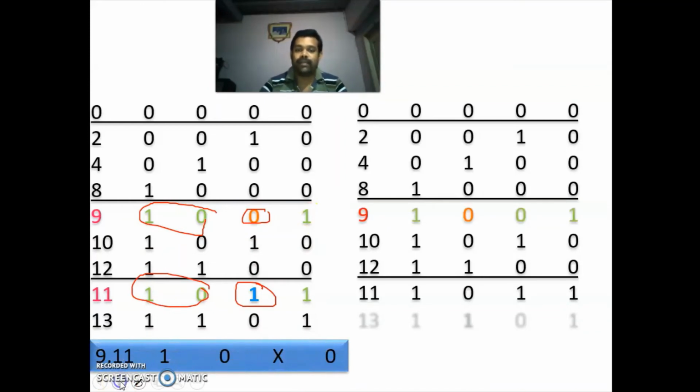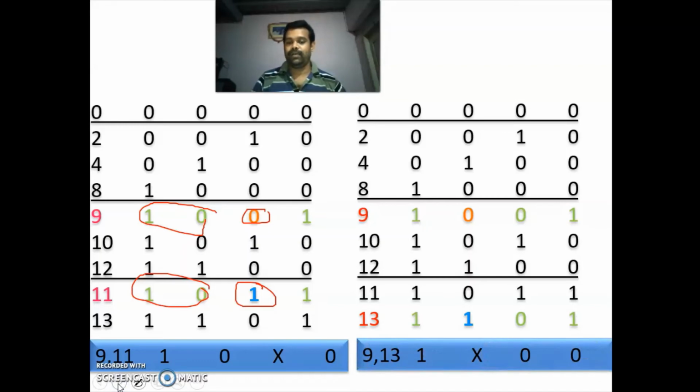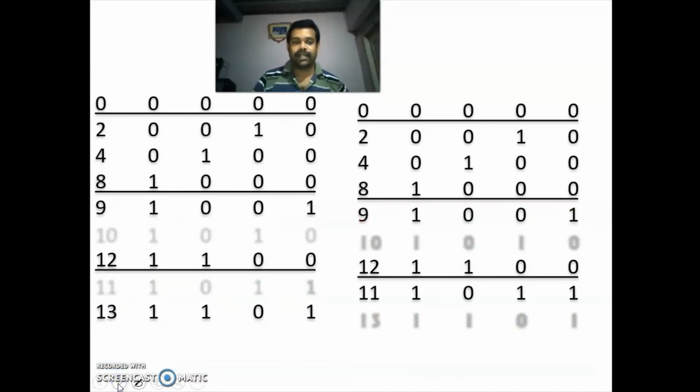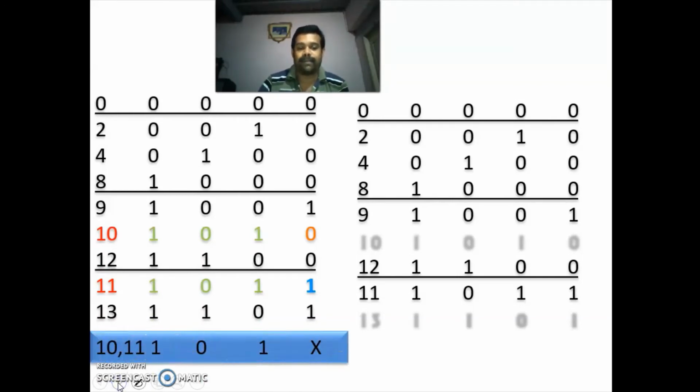So next we are going to compare 9 with 13. So we'll be getting only the second variable changing. All the others are same. So you'll be getting 1x00. Next we are comparing 10 with 11. So only the last variable is changing. So 101x. So next 10 with 13.